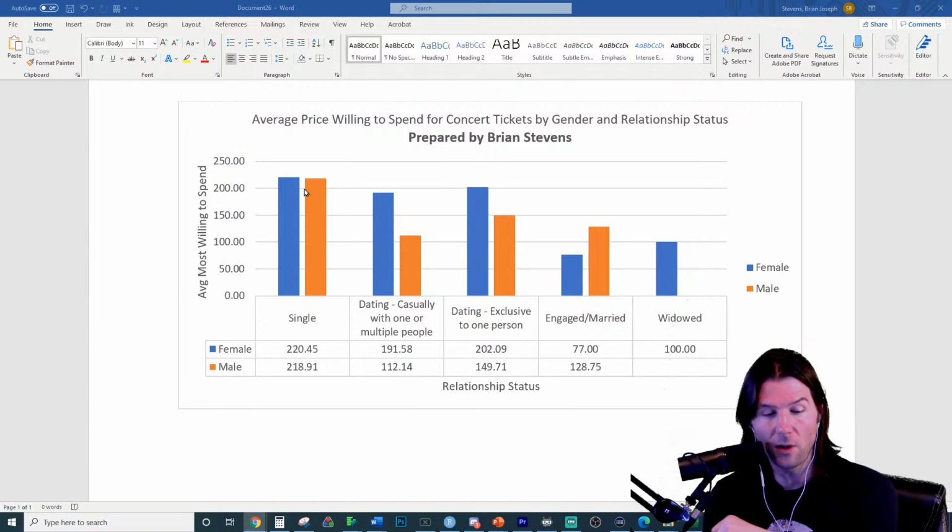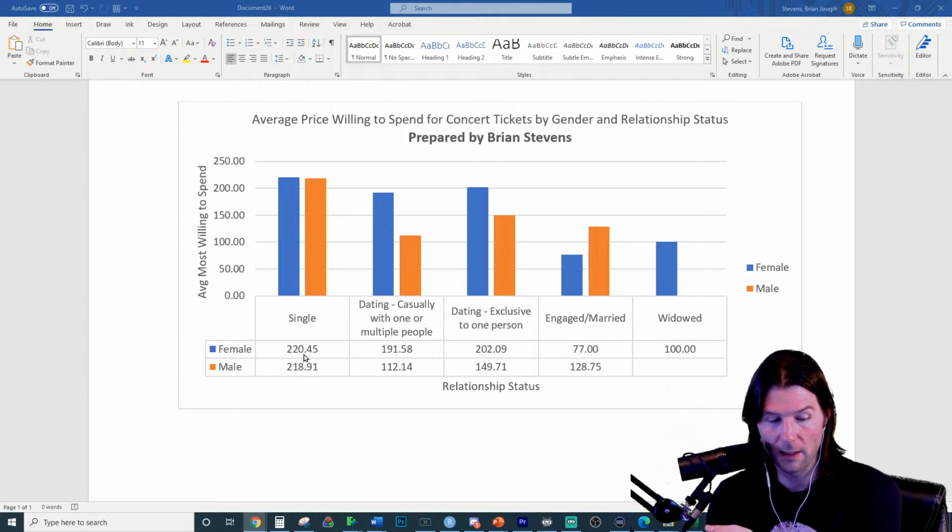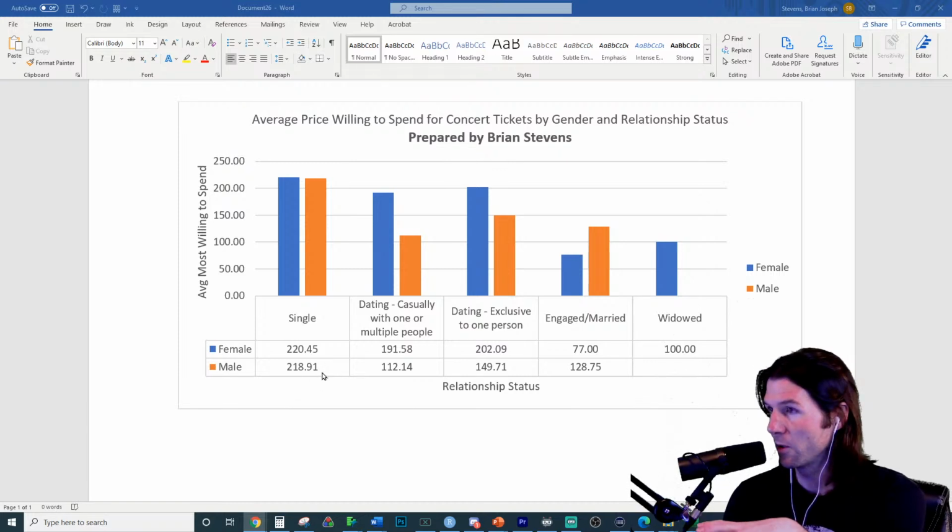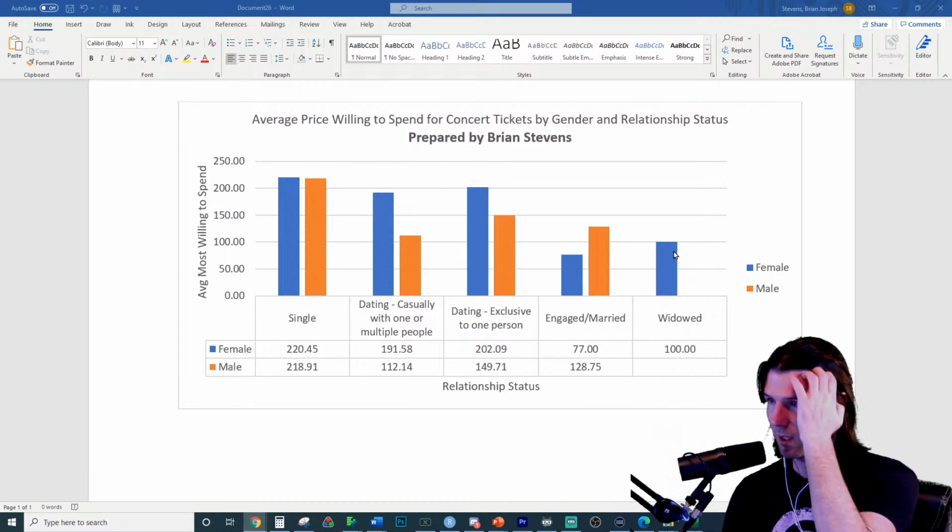We do see that the smallest difference is between men and women who are single, where the single ladies are willing to spend $220.45, and the single men are willing to spend $218.91. Generally, as someone progresses through a relationship, they're willing to spend less and less.